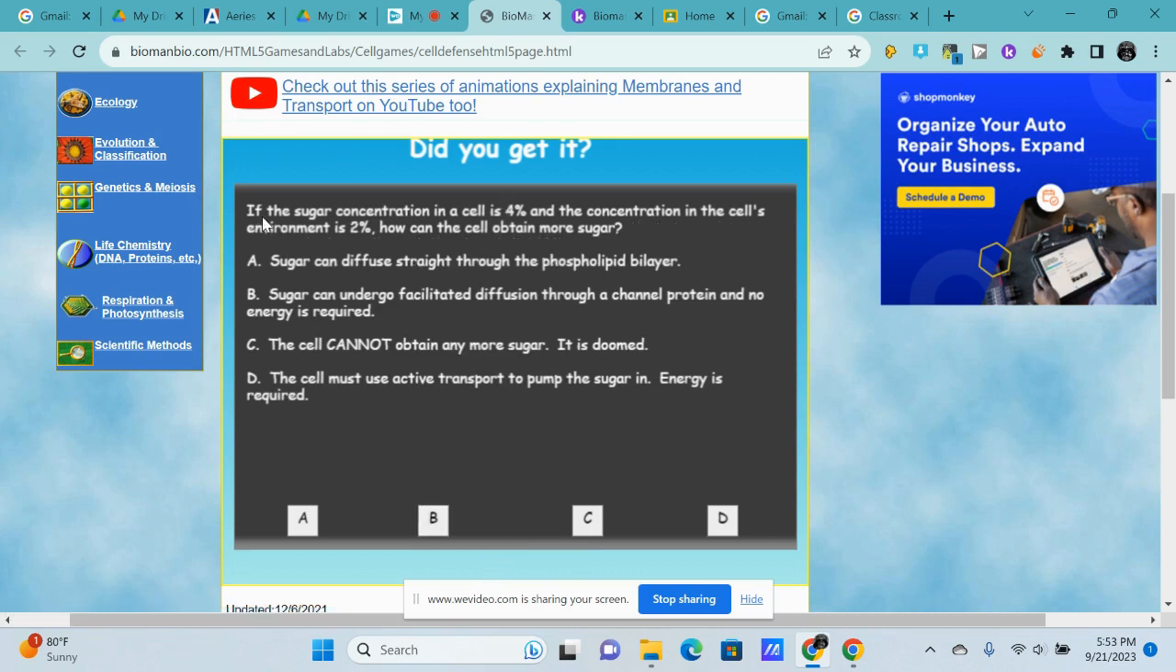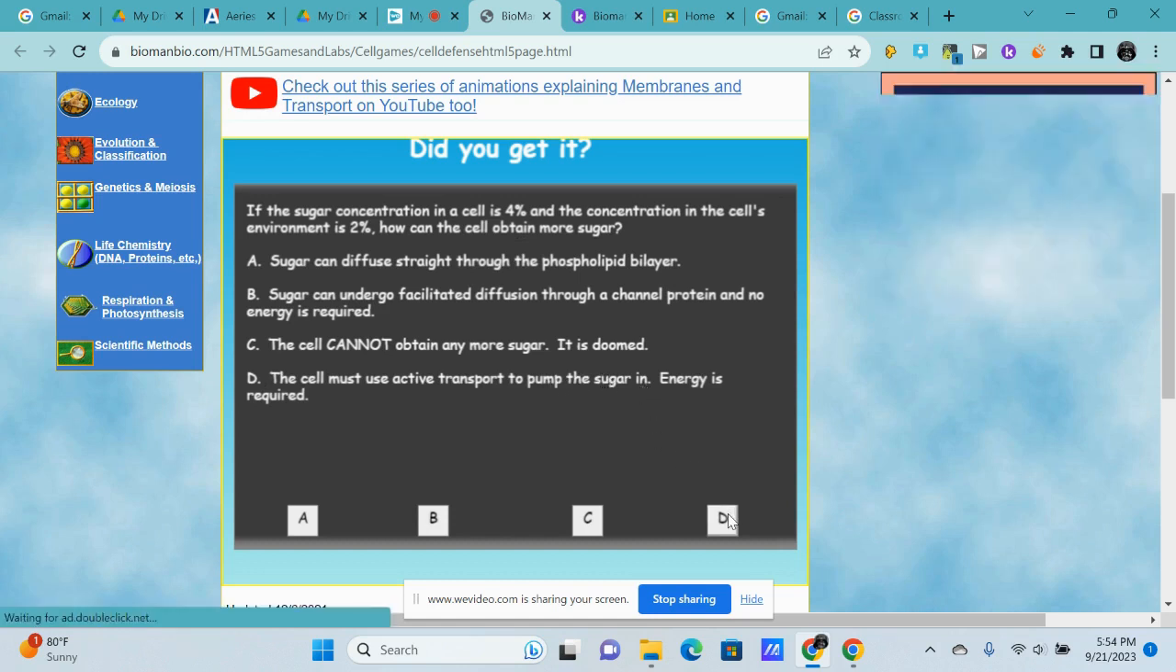Gosh, these are so long. If the sugar concentration in a cell is 4% and outside the cell is 2%, so it's a high concentration inside the cell, a low concentration outside the cell. How can we get more glucose in? Now the glucose does not want to go in, so we're going to have to force it in. We're going to have to use energy. So the cell must use active transport to pump the sugar in.